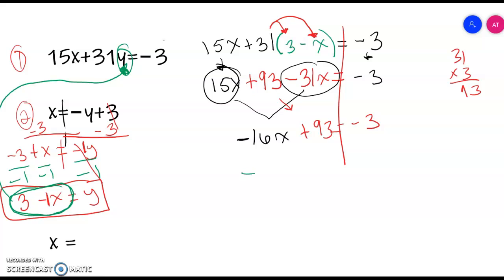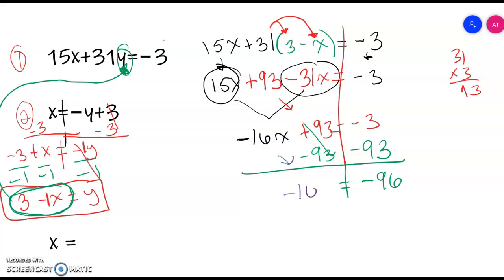So now I need to get rid of my 93 because I want negative 16x by itself so I can divide. So I'm going to subtract 93 to both sides. Both of these are negative, so it's going to become more negative, and I'm actually going to get 96. I'm going to bring down my negative 16x, and what's the last part? To divide by negative 16. So negative divided by a negative is going to be a positive, and 96 divided by 16 is actually going to be a 6.